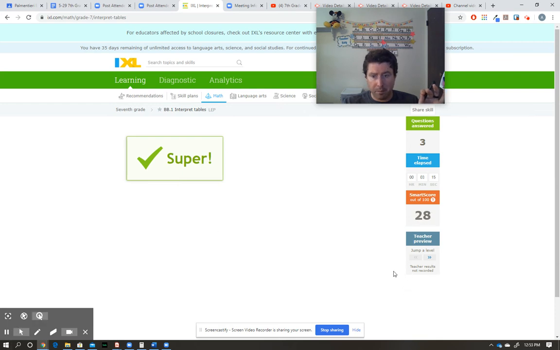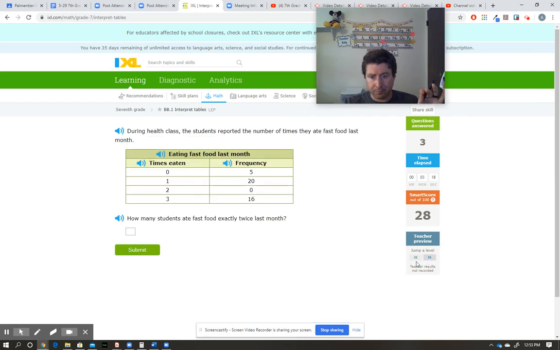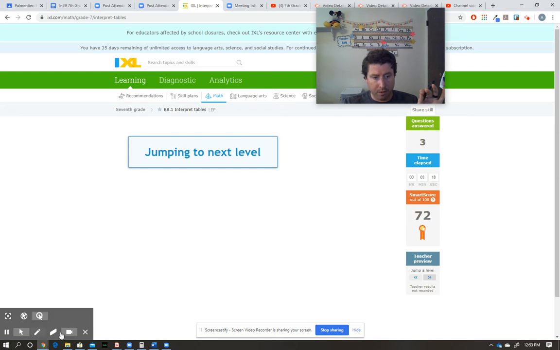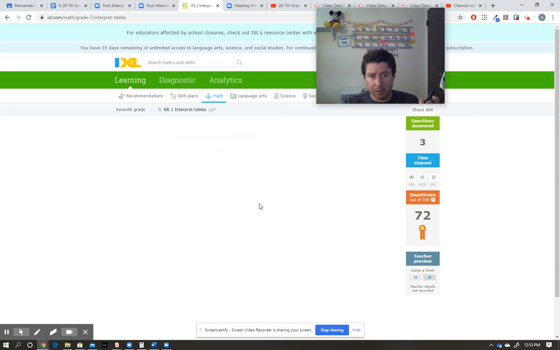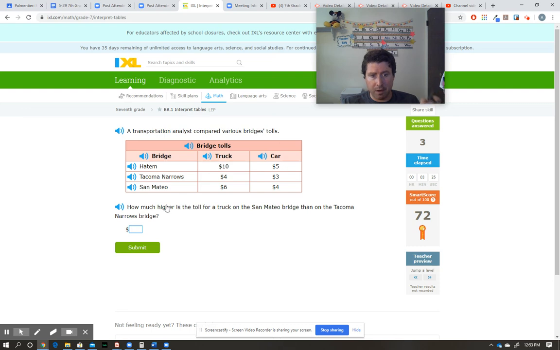Perfect. I'm going to jump a level here. Let's see what happens when I jump the level. Now we get some more information. A transportation analyst compared various bridge tolls. If you're going on a bridge to these different locations, this is how much a truck would pay to cross the bridge versus a car. They want to know how much higher the toll is for a truck on the San Mateo Bridge than on the Tacoma Narrows Bridge.